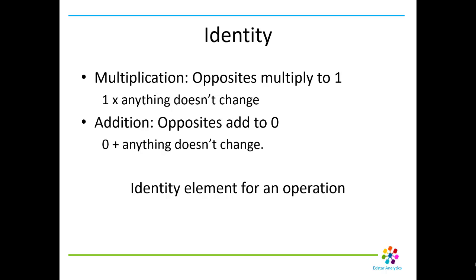See, there's more of this pattern recognizing here. And so the identity elements are relative to an operation. The identity for multiplication is 1. The identity for addition is 0.